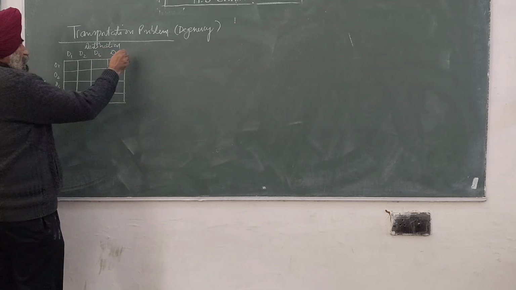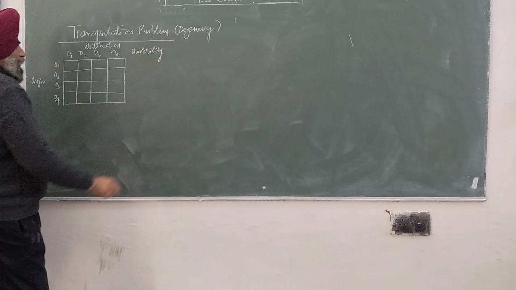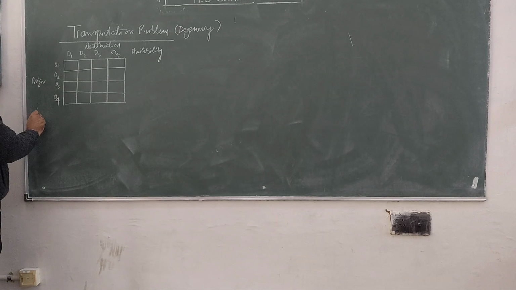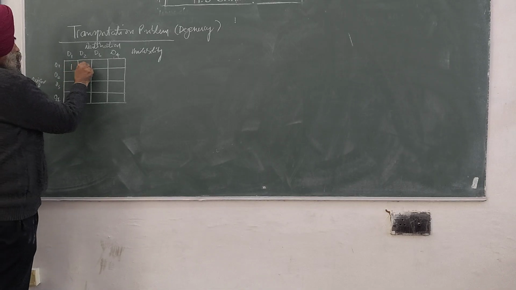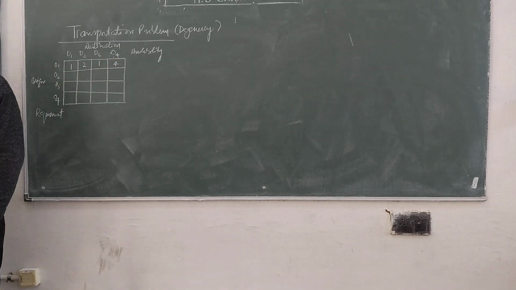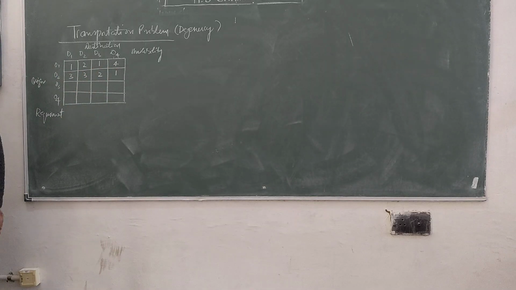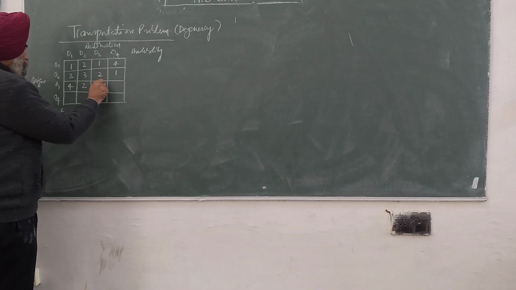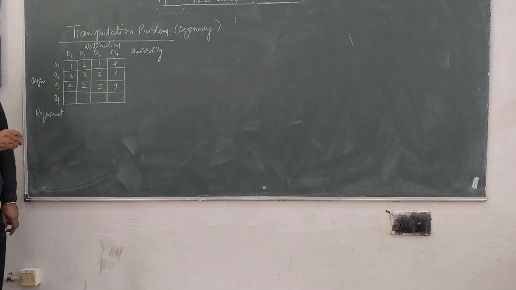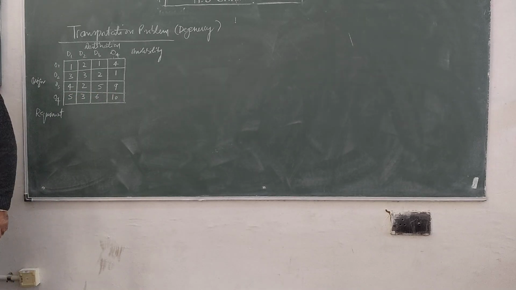And this is the availability, and here it is the requirement. Look at here, this origin is given. This is the cost component: 1, 2, 1, 4. This is 3, 3, 2, 1. This is 4, 2, 5, 9. Another is 5, 3, 6, 10.